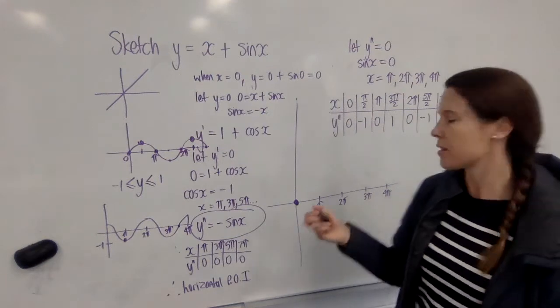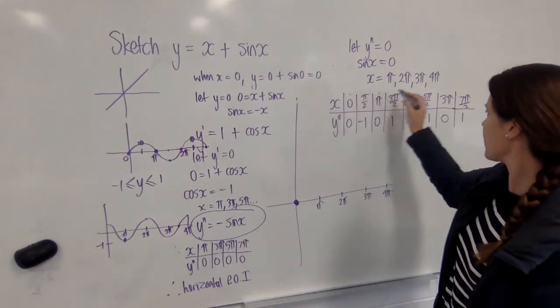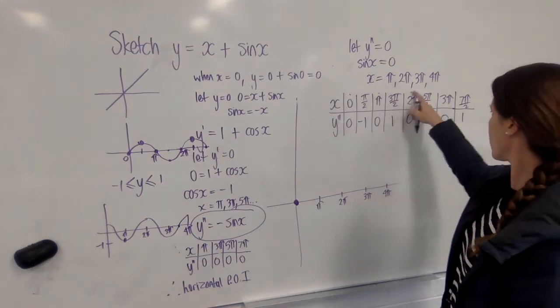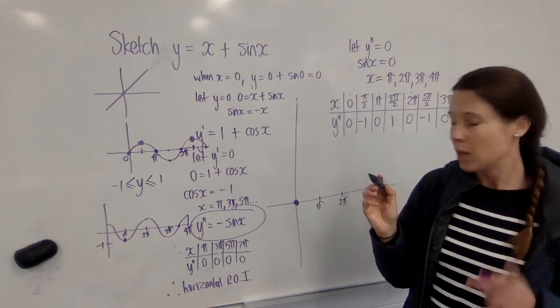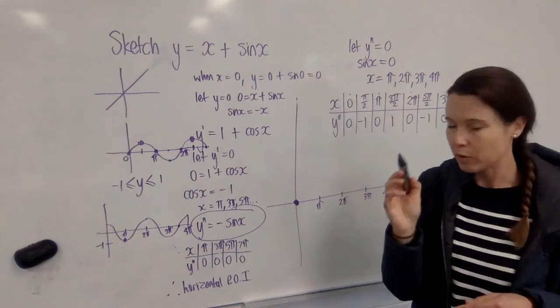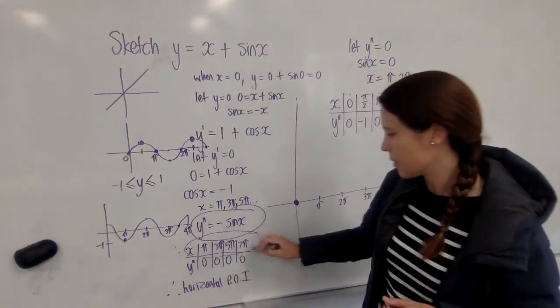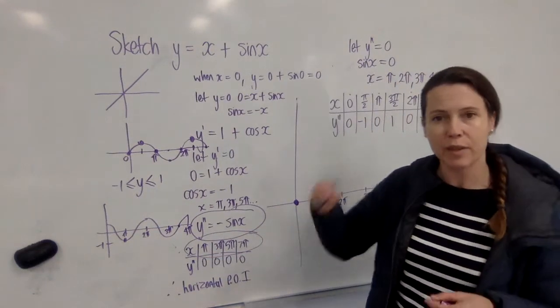So what I've got here is some proof that all of these points, pi, 2 pi, 3 pi, etc., are all points of inflection. Now, only some of them are horizontal points of inflection, the odd ones. And we know that because they are the flat spots.